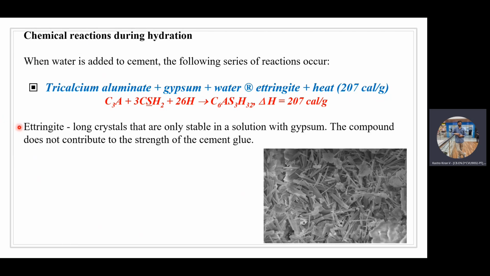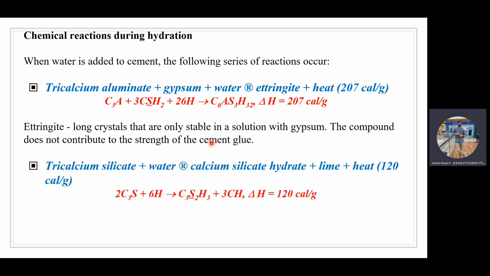Now, what is happening to ettringite? Ettringite are basically large needle-like structures. Can you see the ettringite here? Whatever sharp needle-like structures you are seeing, all those are ettringite compounds. And remember, these ettringite compounds will be stable only when gypsum is available. If gypsum is not available, they will no longer be stable, and they will react with the other compounds. So this ettringite compound does not contribute anything to the strength of the cement, but at least a part of it should be available.